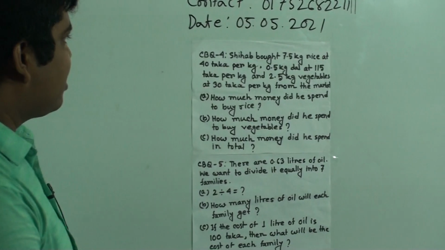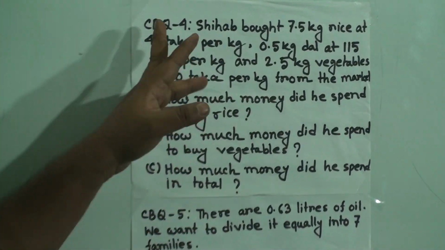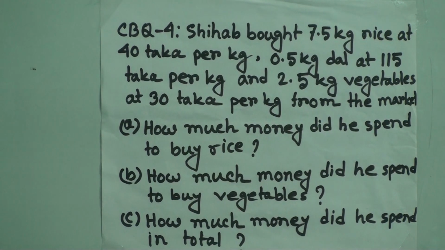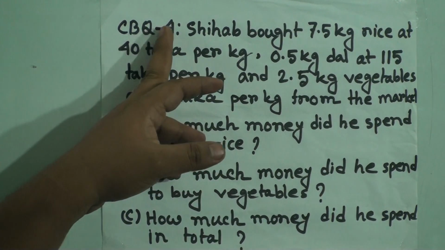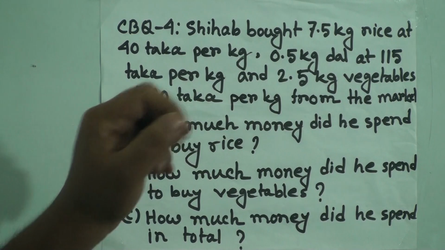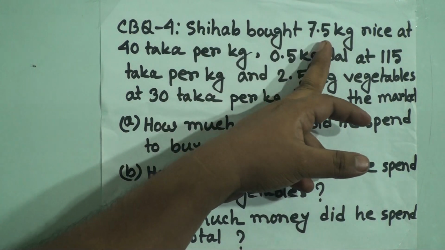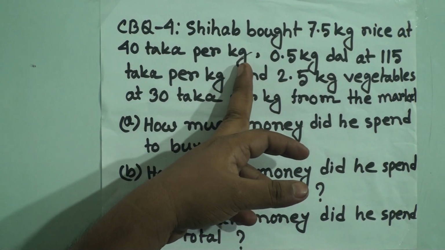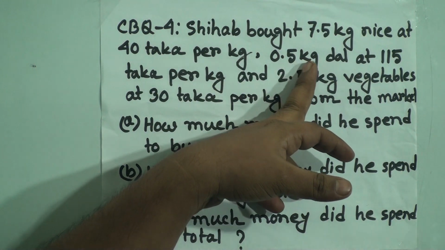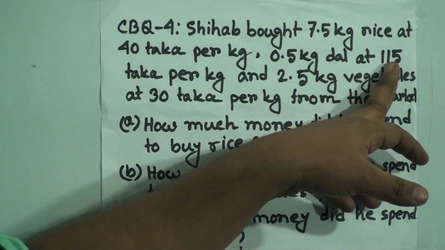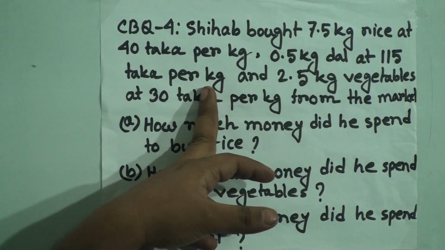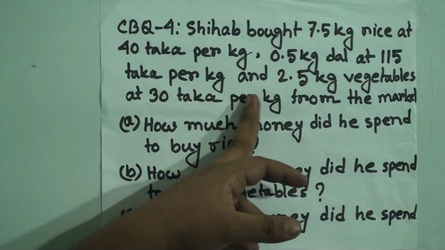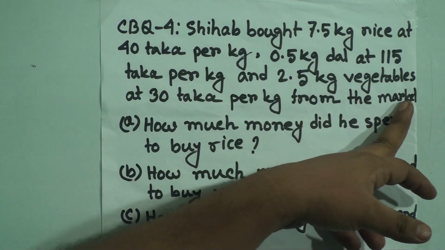We have already written CBQ4 and CBQ5 on the board. Okay. So at first we solve question number 4. Read first. Shihab bought 7.5 kg rice at 40 taka per kg and 0.5 kg dal at 115 taka per kg and 2.5 kg vegetables at 30 taka per kg from the market.